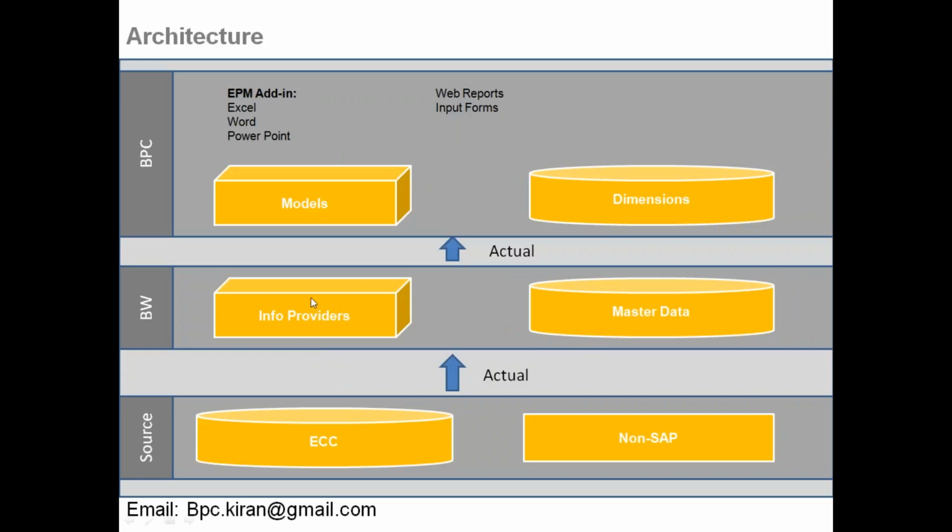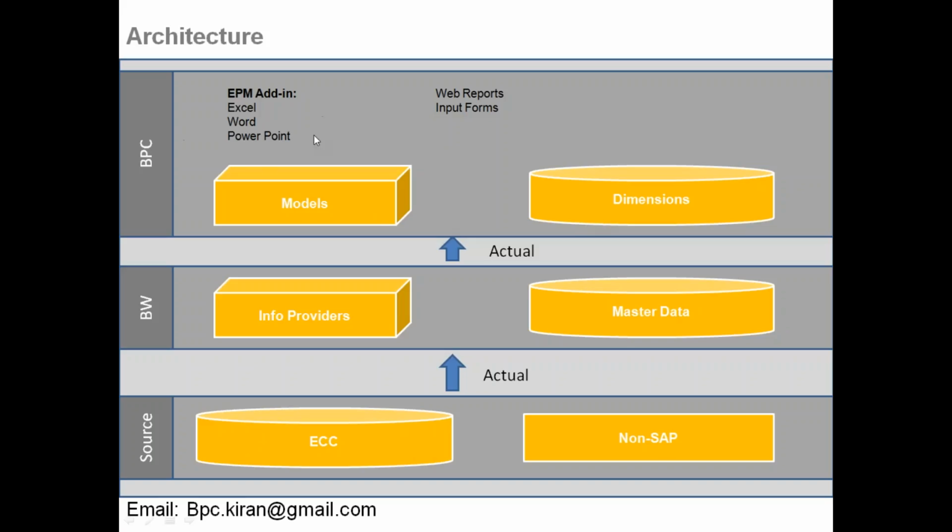So this actual transaction data is stored in info providers. Actual master data is stored in info objects, like characteristics. Actual transaction data in BPC is stored in models. For master data, there is no actual or planned. So master data will be stored in dimensions.